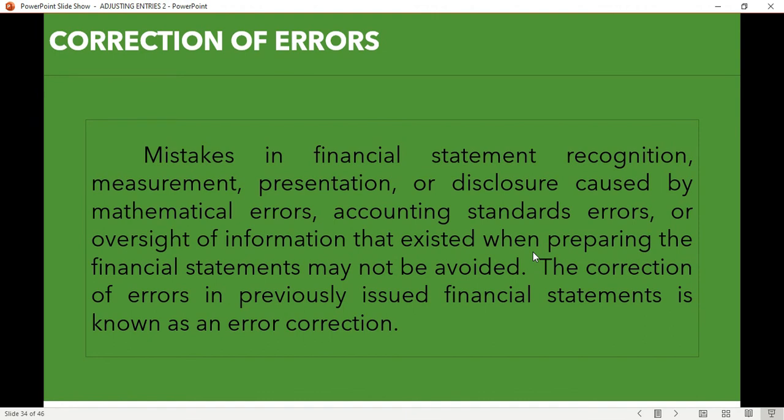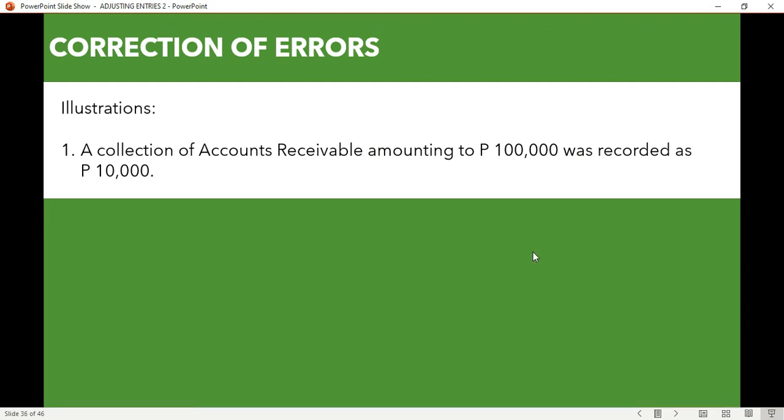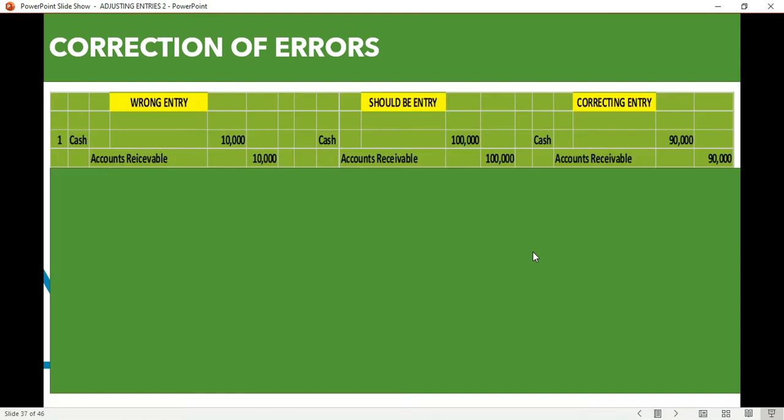And also, this may not be avoided, no? Then the correction of errors in previously issued financial statements is known as an error correction. Okay, so I have here some illustrations for correction of errors. So we'll take the first one. A collection of accounts receivable amounting to 100,000 was recorded as 10,000.